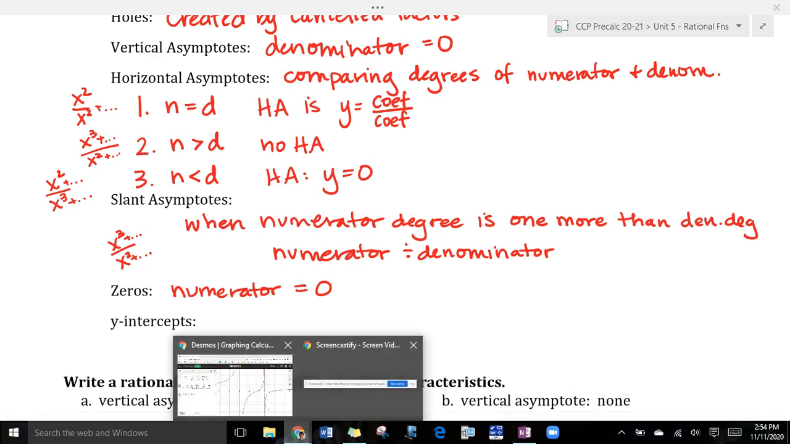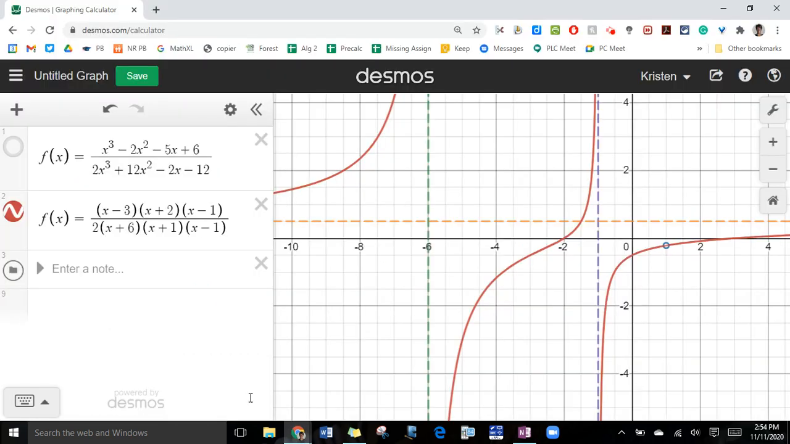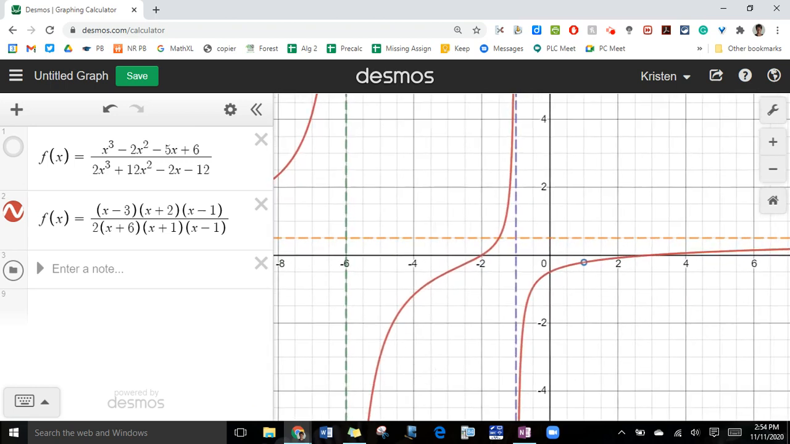I'm going to go back to my graph. So looking at my function here, we said the x minus 1 created the hole, so we'll just kind of ignore it. But the numerator also has an x minus 3 and an x plus 2. And if you look at your function, we have a 0 on the function at negative 2. We have another 0 for the function at 3. So those are coming straight from those numerator factors.